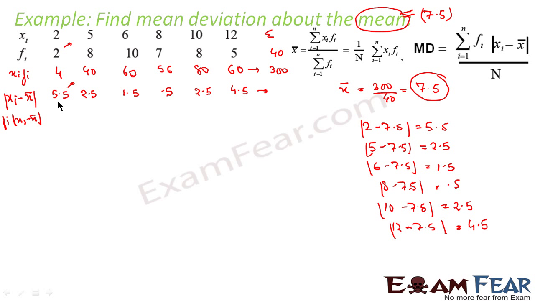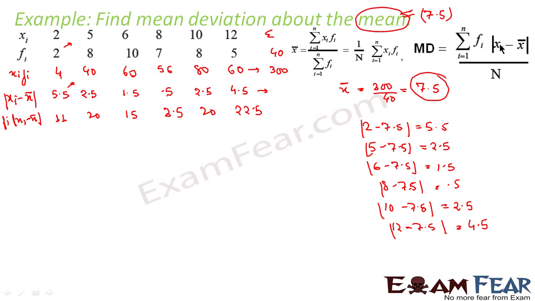So 5.5 into 2 is 11. Similarly, 8 into 2.5 is 20. 10 into 1.5 is 15. 7 into 0.5 is 3.5. 8 into 2.5 is 20, and 5 into 4.5 is 22.5. These are the values of fi into mod of xi minus mean.